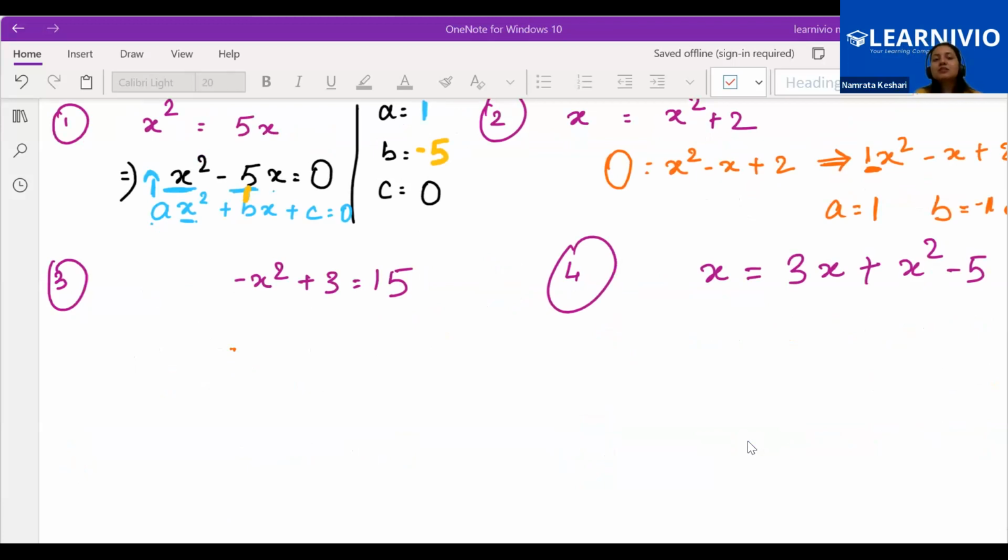Equation number 3, we just have to make one side 0. It doesn't matter whether your x square coefficient is negative or positive. So now tell me, Alvina, what will be equation number 3? Ma'am, is it minus x square plus 3x minus 15 equals 0? It is not 3x, Alvina, it is just 3. Minus 15 is equals to 0. Now you can do the calculation also. Can you see? Yes, ma'am. Please do the calculation of these two.